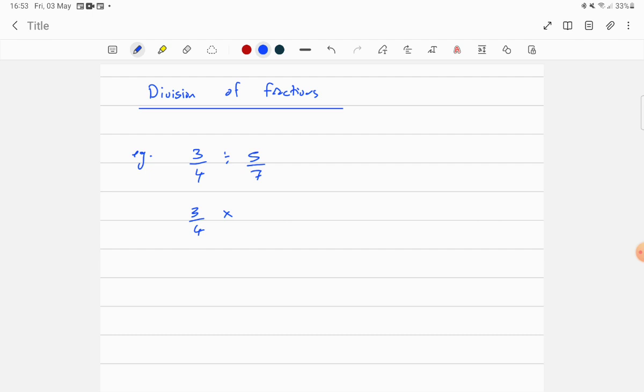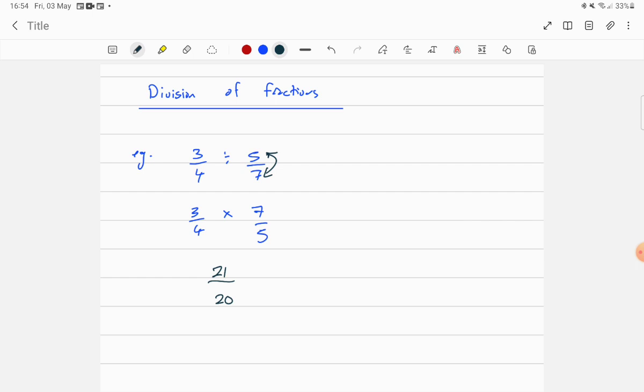So 3 over 4 multiplication, and you would swap the numerator and the denominator. So these two will be swapped around, so invert it and multiply, and therefore you treat it as normal. So 3 times 7, 21 all over 20. So that's your normal multiplication. It's just a pre-step there to convert that division sign into multiplication sign by inverting and multiplying. So this is your operations in terms of fractions.